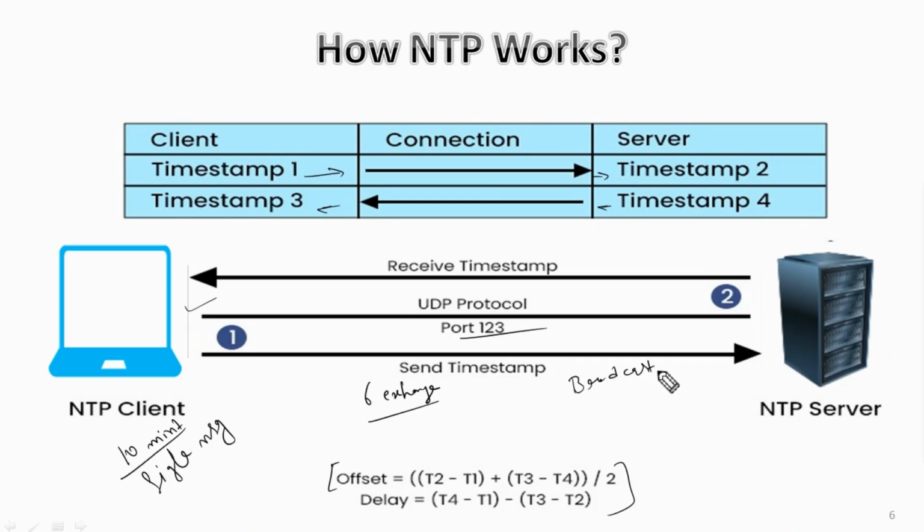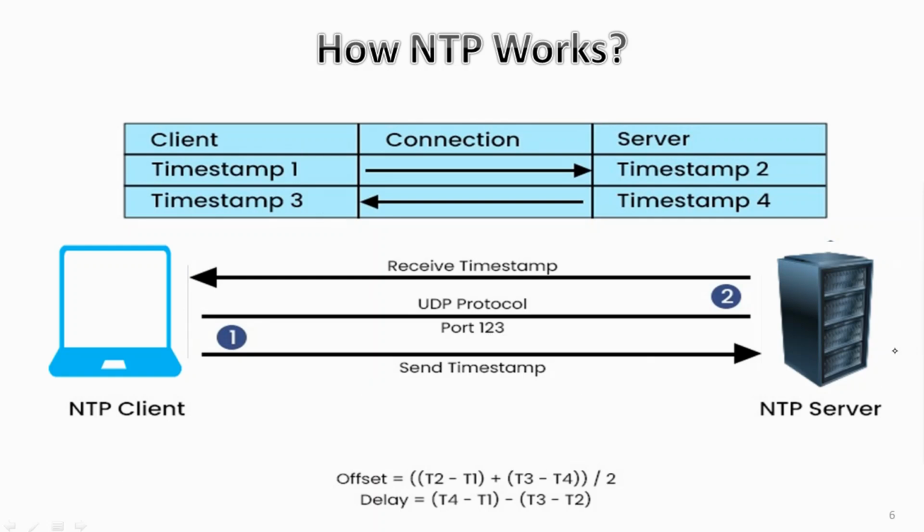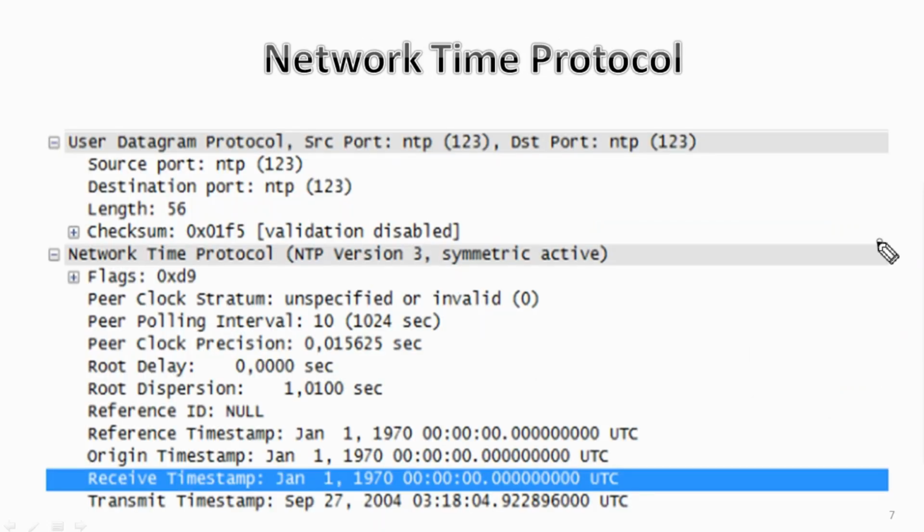Then moving on, we have a Wireshark capture in which you can see that under the NTP protocol, we have the same information: the reference timestamp, the time, date and origin we can see, when it was received, when it was transmitted, everything we can see over here in the Wireshark capture.